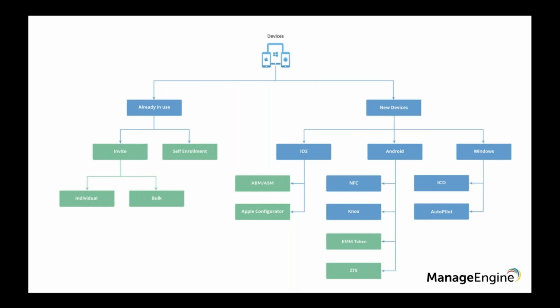So today we have discussed enrollment options for devices that are already in use and also new devices, but we didn't explore all the enrollment options that we have. Certain options that we have left out are NFC enrollment, Knox enrollment, Windows Autopilot, and ICD enrollment. So these are enrollment processes that are also available in our solution.